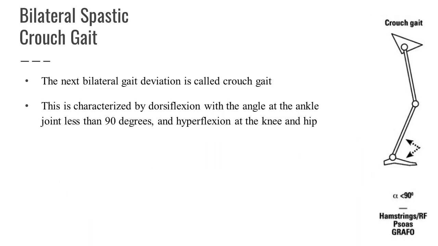The next bilateral gait deviation is known as crouch gait. This is characterized by presence of dorsiflexion at the ankle and causes the angle at the ankle joint to be less than 90 degrees. There's also a presence of hyperflexion at the knee and hip, and this hyperflexion in combination with the dorsiflexion causes the patient to have difficulty with the toe-off phase of gait.